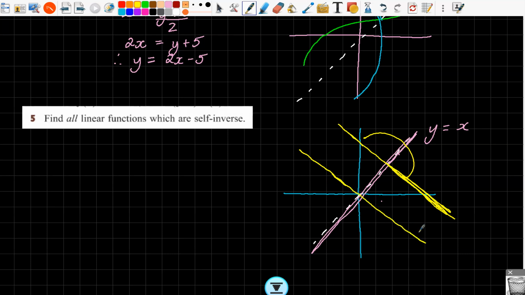What would that one be? It's at 90 degrees to y equals x. So y equals negative x. And so what would this one be? This would be y equals negative x, and if I said it's going through here, 6, it would be plus 6. And then I could also have 1 through here, and so on. Yeah?